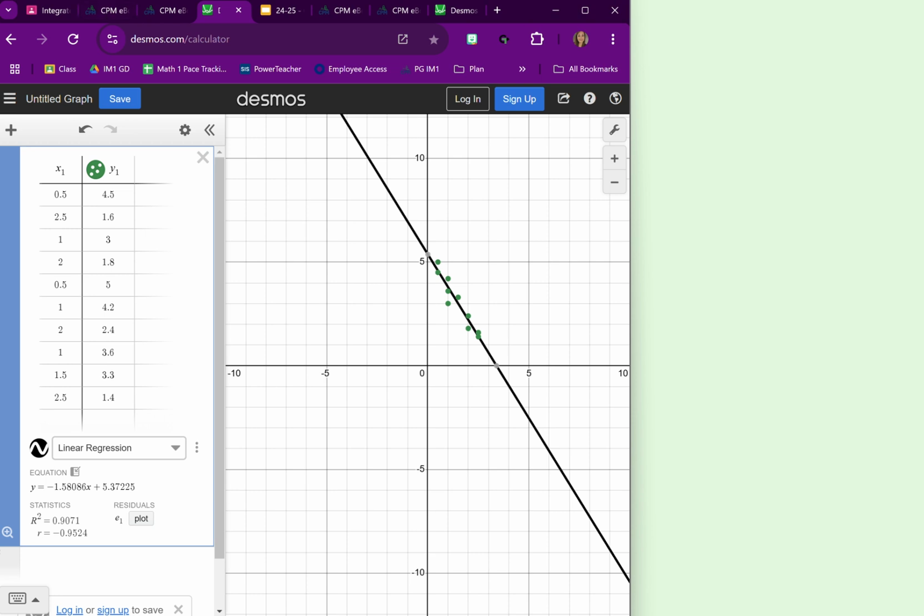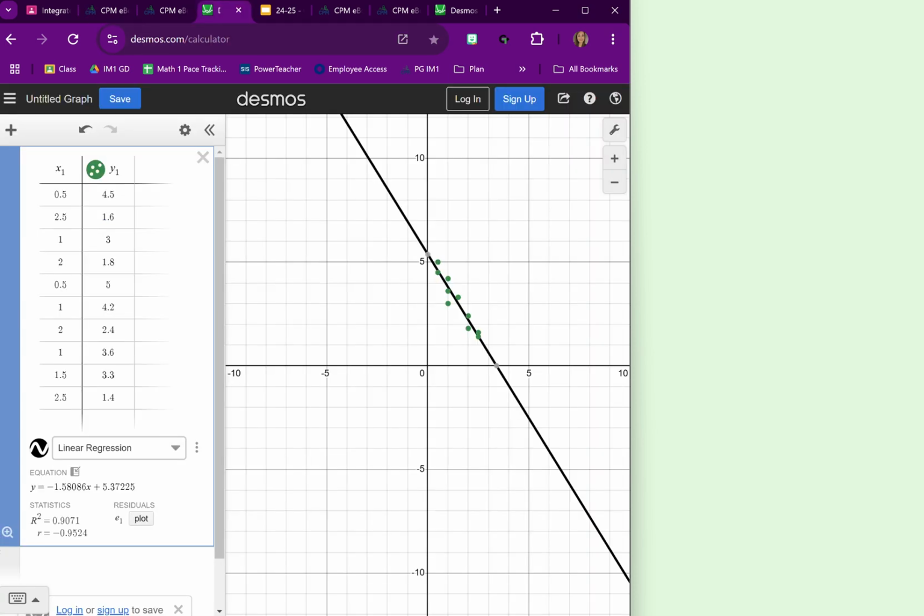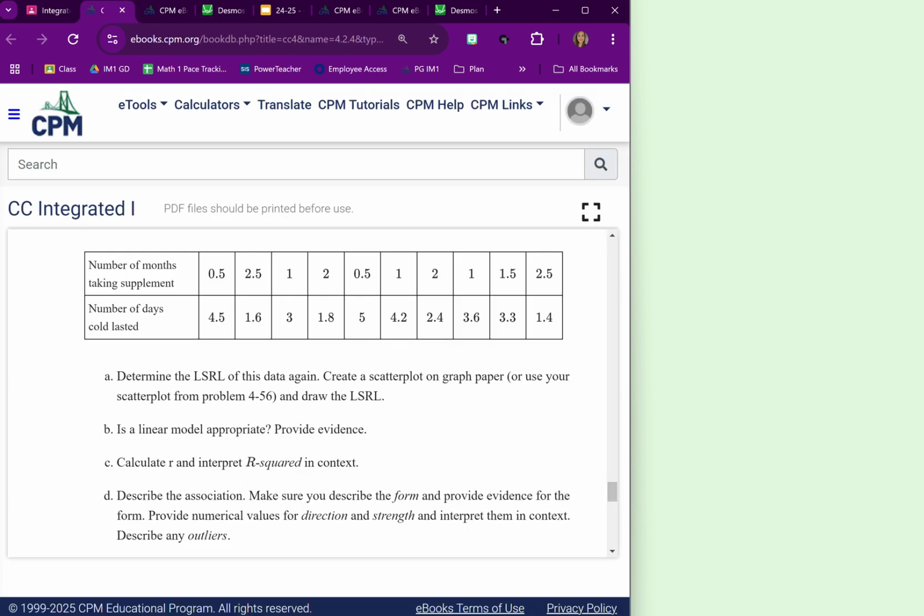Okay, so then the next question says, is a linear model appropriate? So before showing the line of best fit, you have to be able to approximate if that looks like a straight line pattern or a curved pattern. I'd say this follows the pattern of a straight line. So yes, a linear pattern is okay.